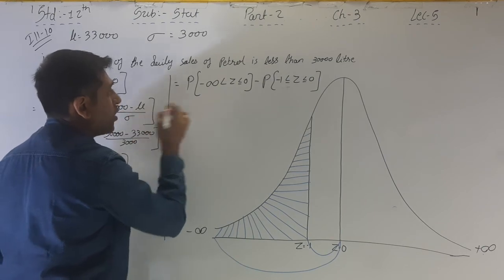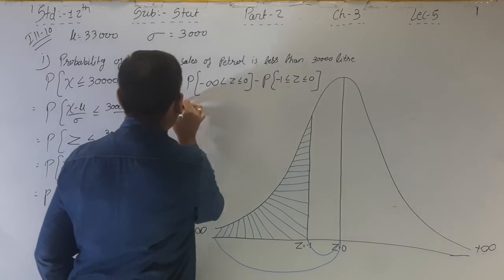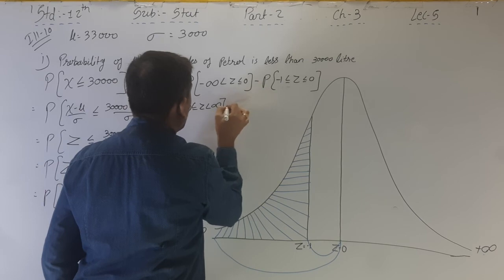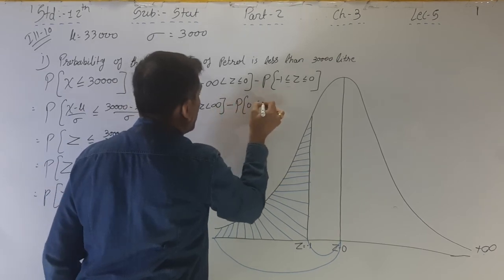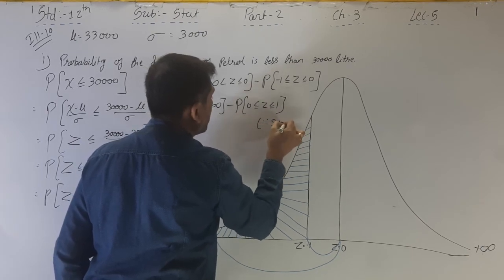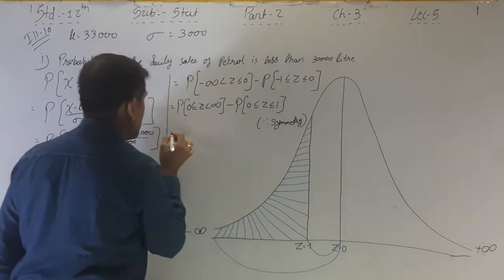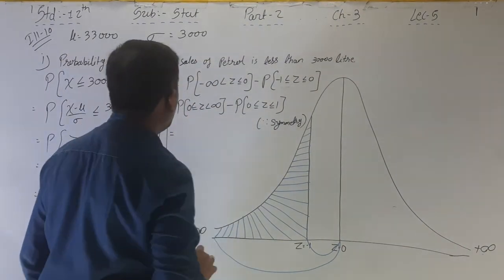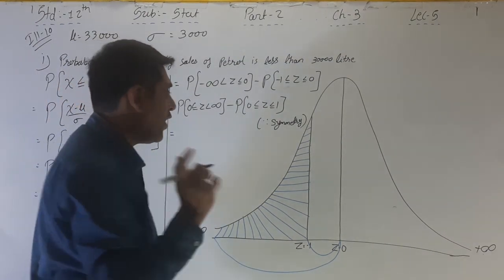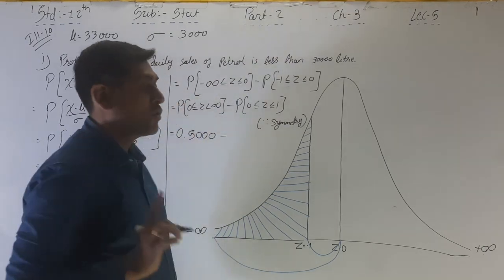So what is the answer? First of all, we have to convert that negative into positive. So here we write 0 less than or equal to Z less than infinity, minus P of 0 less than or equal to Z less than or equal to 1, because of symmetry. So what is the value? 0 to infinity is always 0.5000. So here I am writing 0.5000 minus the value for exactly 1.